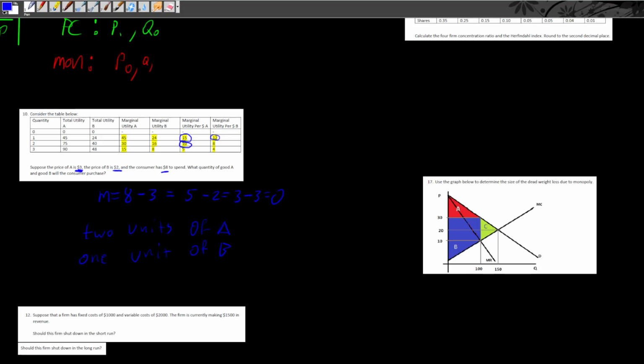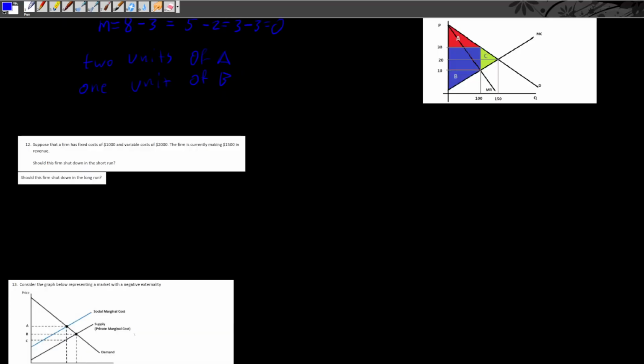We could also figure out what the total utility of the consumer would be having purchased this bundle by adding the total utility with 2 units of A to the total utility of 2 units of B, which here would just be 99.